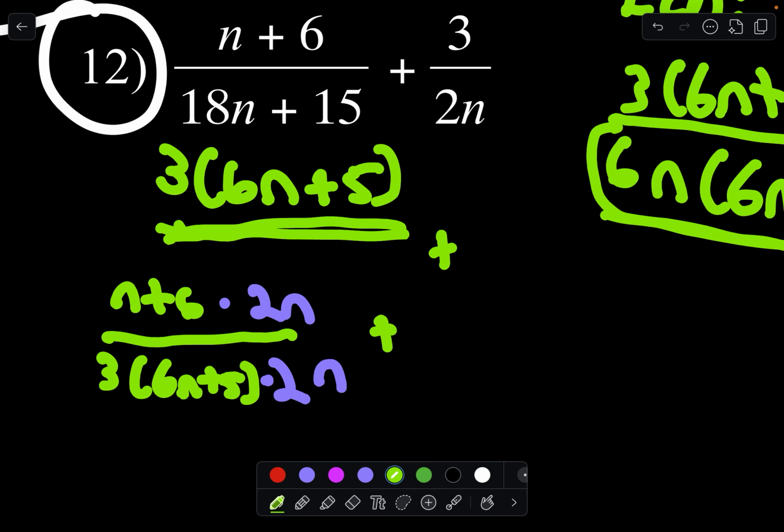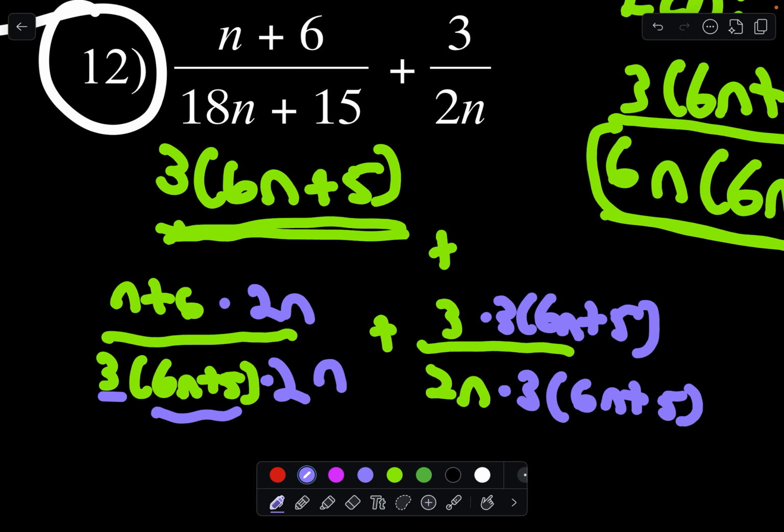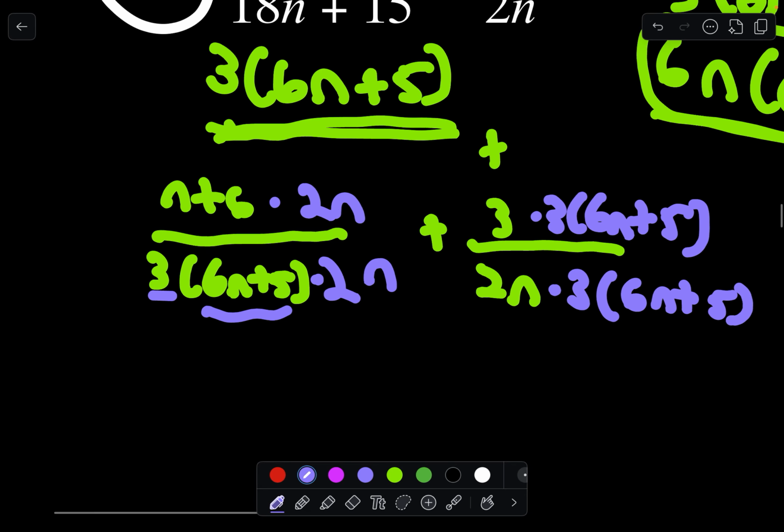Plus 3 over 2n. Now we're missing the 6n plus 5 and another 3, right? We're missing this 3 and this. So we're missing 3 times 6n plus 5. Okay. Notice I'm doing it to the top and bottom. Now the bottoms are all over the same denominator.